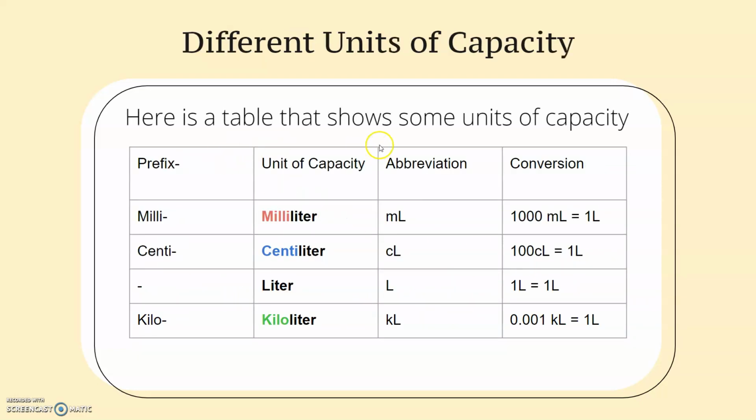Here's a table that shows some of the units of capacity. We see the prefixes milli, centi, kilo, the actual units, like milliliter, centiliter, liter and kiloliter, the abbreviations ml, cl, l, kl, and the conversions. So 1,000 milliliters is 1 liter, 100 centiliters is 1 liter, 1 liter is 1 liter, and 0.001 kiloliters is 1 liter.